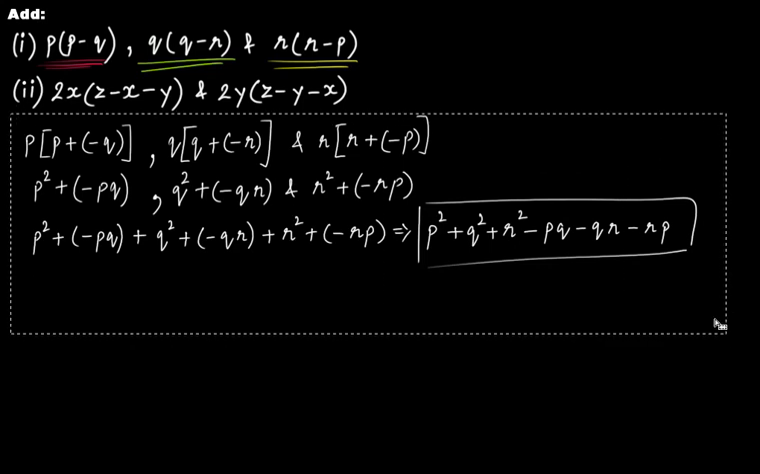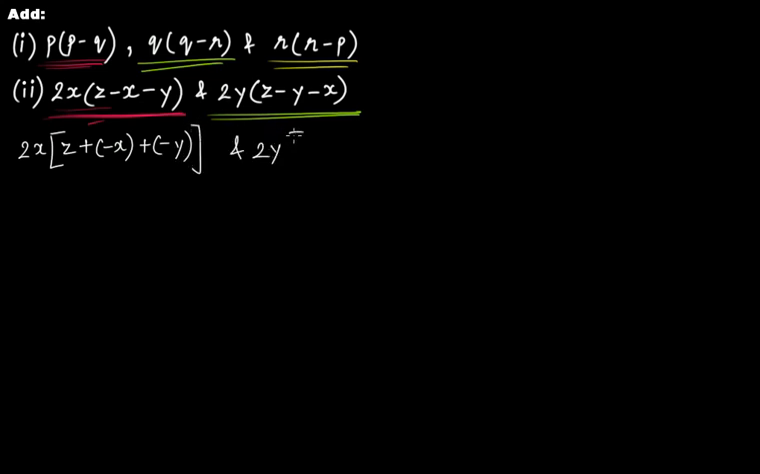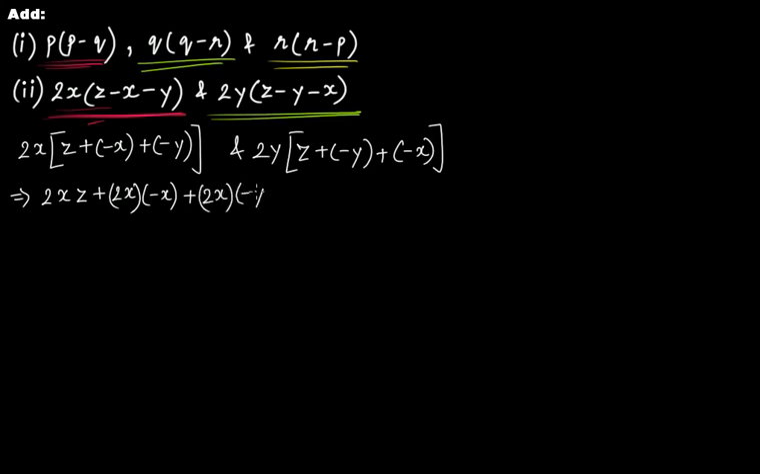Now in the second part, you have two algebraic expressions. One is this one and one is this one. So if we write this as 2x, this is z plus minus x plus minus y, and the second one is 2y, z plus minus y plus minus x. Now if you simplify this, 2x multiplied by z means 2xz. Then you have this plus sign here, 2x multiplied by minus x, then you have plus sign here, 2x multiplied by minus y.